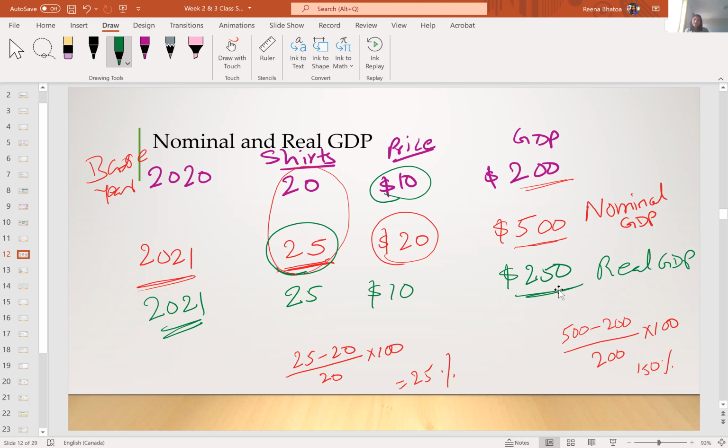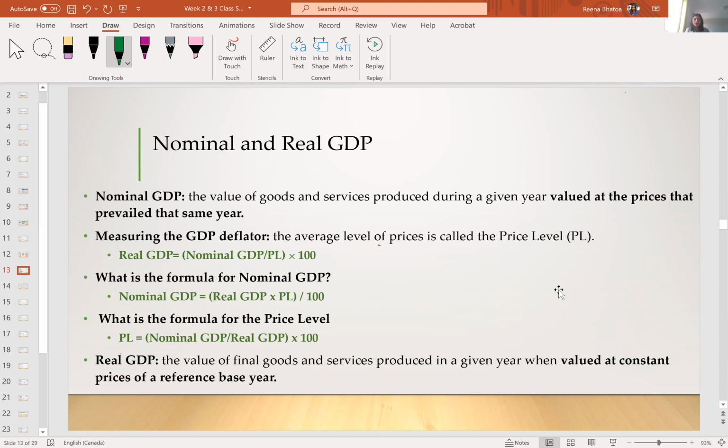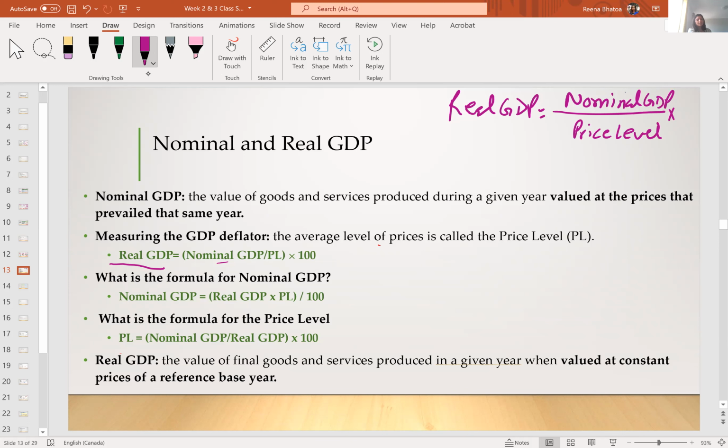Okay, now if I ask you the question, you will have the formula to answer it. So I'm going to show you that. How can we calculate real or nominal GDPs? So here is the formula. To calculate real GDP from nominal GDP, I will write it here so that I could play with it. Nominal GDP divided by price level times 100. Okay, to calculate real GDP, the formula is nominal GDP divided by price level times 100.